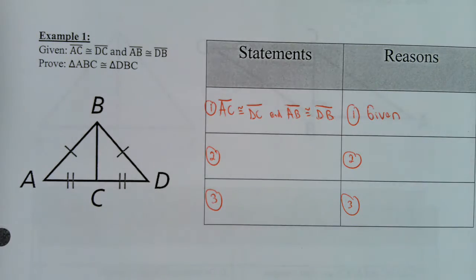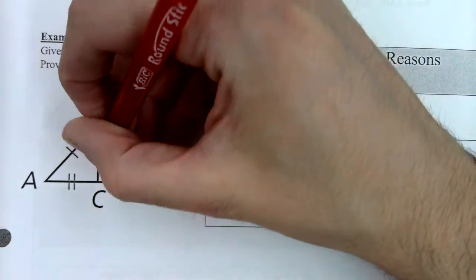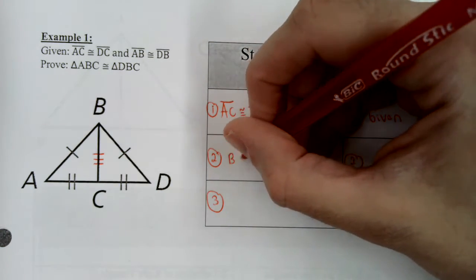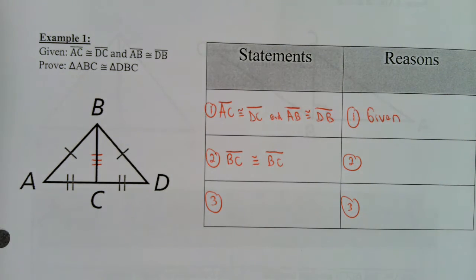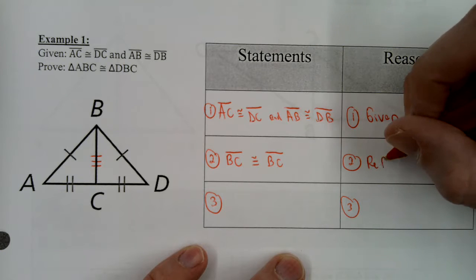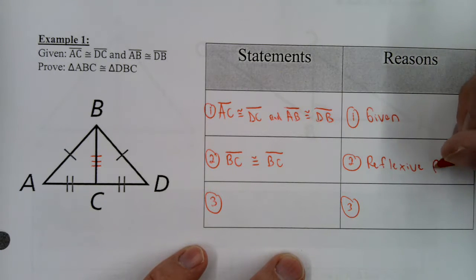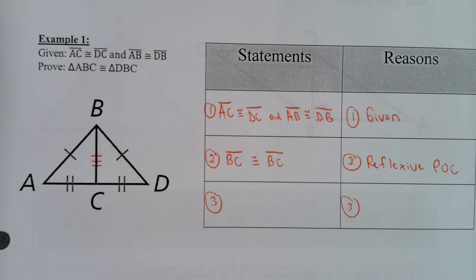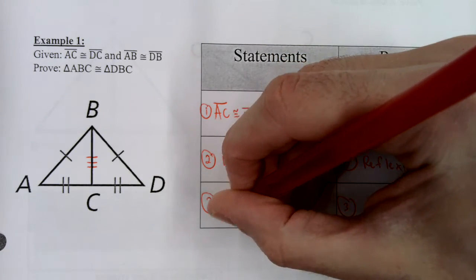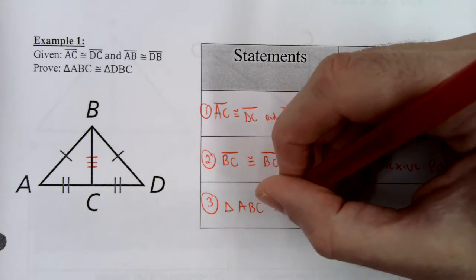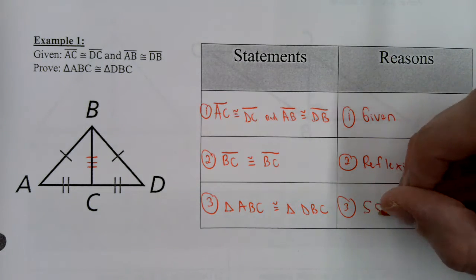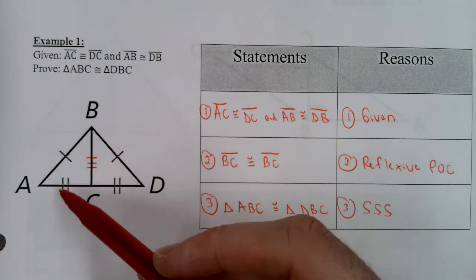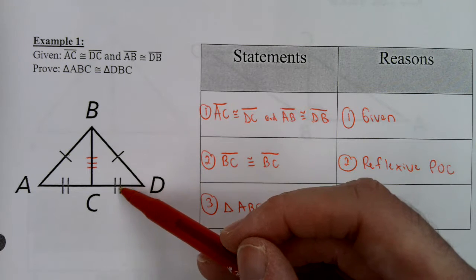Okay, so let's see what else can we get from this diagram. We know that BC is congruent to itself. So I'm going to say that BC is congruent to BC. Do you remember what that's called? It is the reflexive property of congruence, reflexive POC for short. And now that I have that, I can say that triangle ABC is congruent to triangle DBC because of side, side, side.